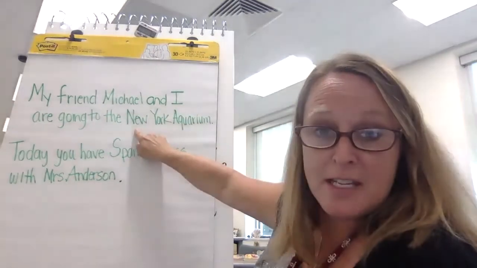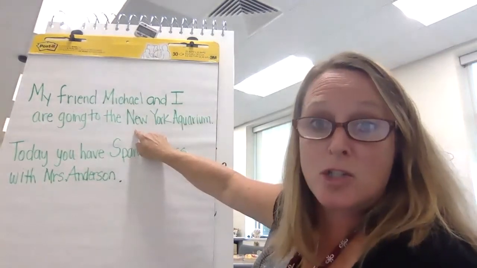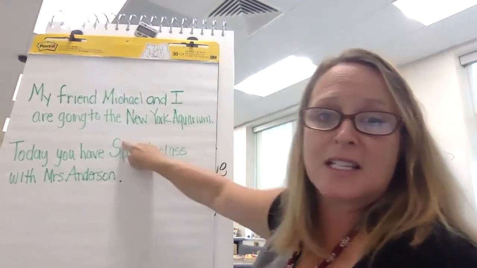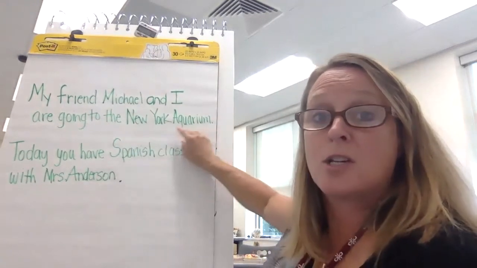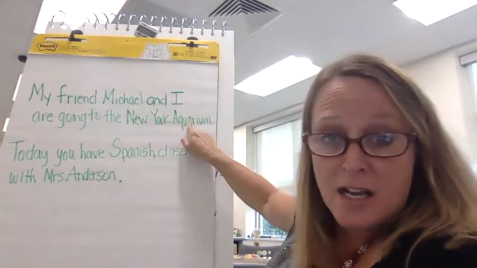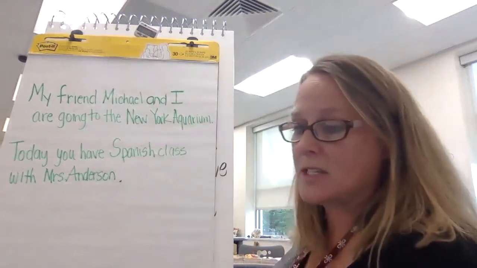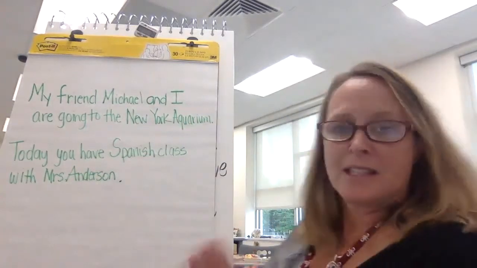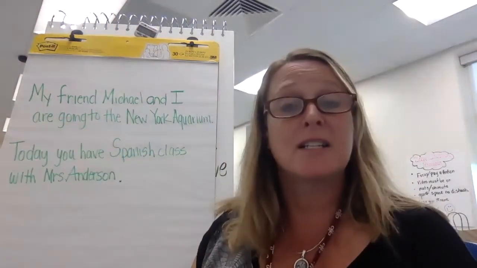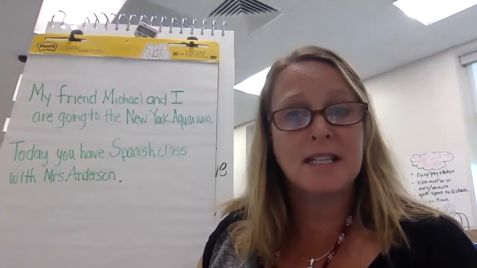Now, each of these words is capitalized. New York Aquarium. This is a specific place. This is the name of a specific place. So because of that, each of the words of the title of that place also needs to be capitalized. Now, I think you guys know this one. My. Why does my need to be capitalized? Because it is the first word at the beginning of a sentence.